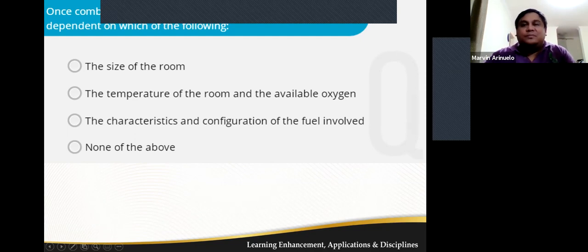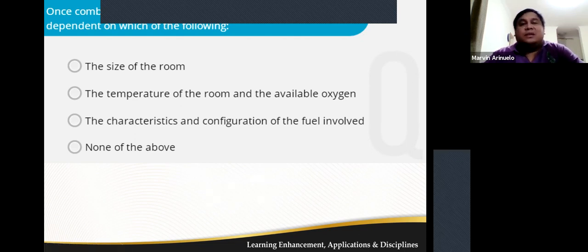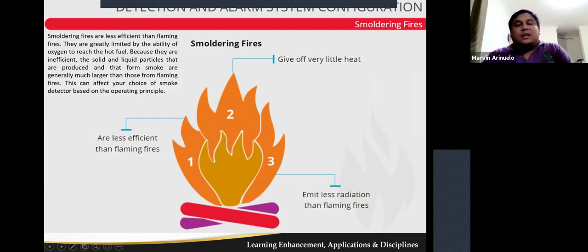Now the question: once combustion begins, how the fire develops is largely dependent on the following. Of course it depends on many elements: the characteristics and configuration or setup of the facility, and what the fuels or materials involved are. So that's the answer. Let us discuss detection and alarm system configuration. We discussed it already before. Smoldering is less efficient than flame, no? Smoldering means it gives off very little heat.